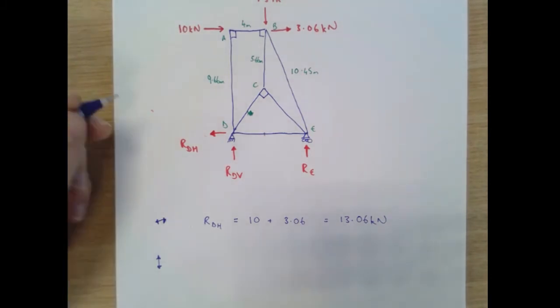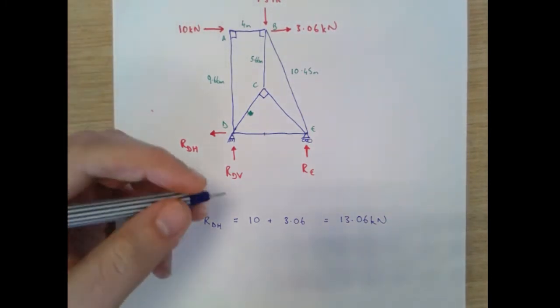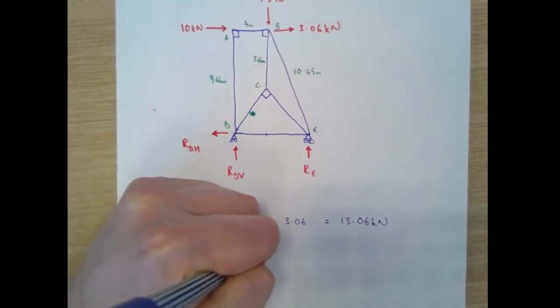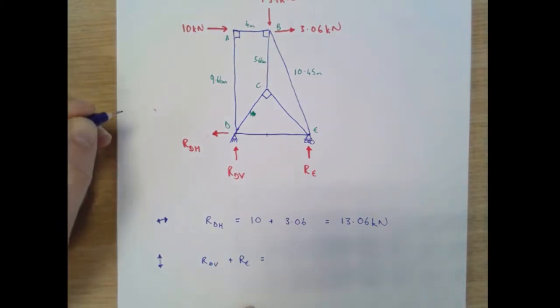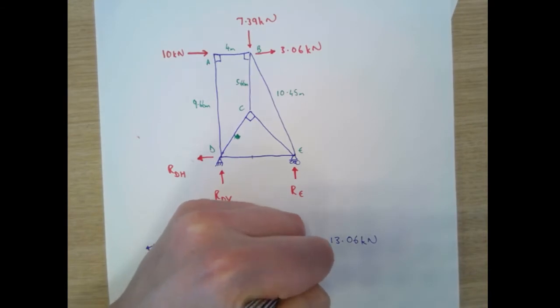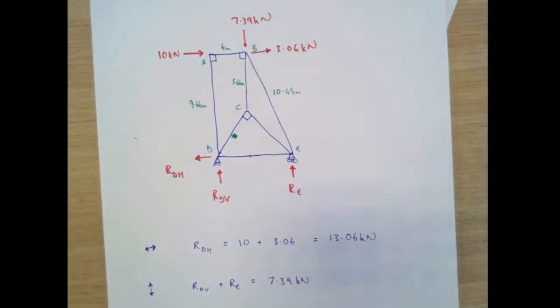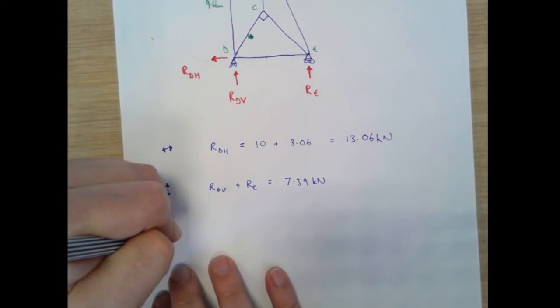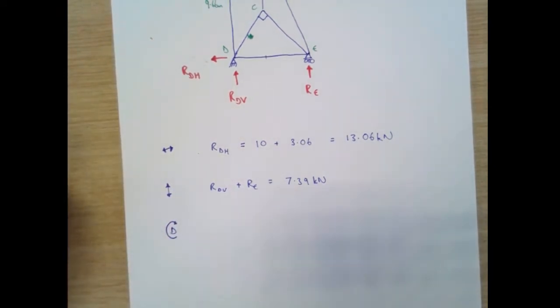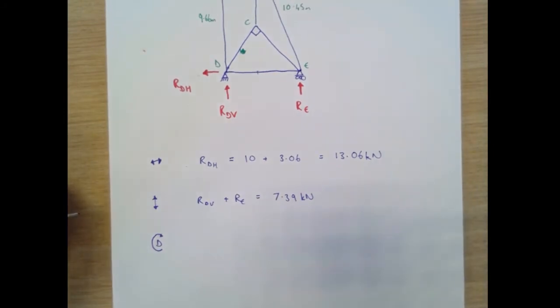Next, we'll look at vertical forces. And now we'll say all of the forces acting upwards, that's RdV plus Re, must equal all of the forces acting downwards. And there's only one force acting downwards, and that's 7.39 kilonewtons. And we've got three unknowns, 1, 2, 3. So we're going to need three equations to solve. And for the third equation, I'm going to take moments about D. And this is one of the first places we're going to need to know the geometry of the situation.